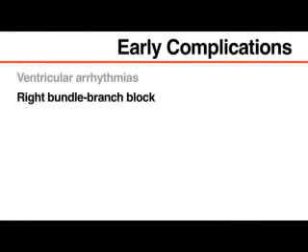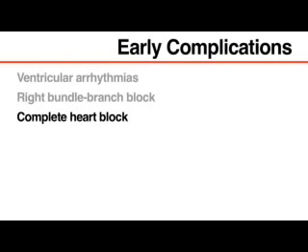Common early complications include ventricular arrhythmias and right bundle branch block, which are generally self-limited. Complete heart block may occur in patients with pre-existing left bundle branch block. If complete heart block occurs, transvenous pacing may be necessary.